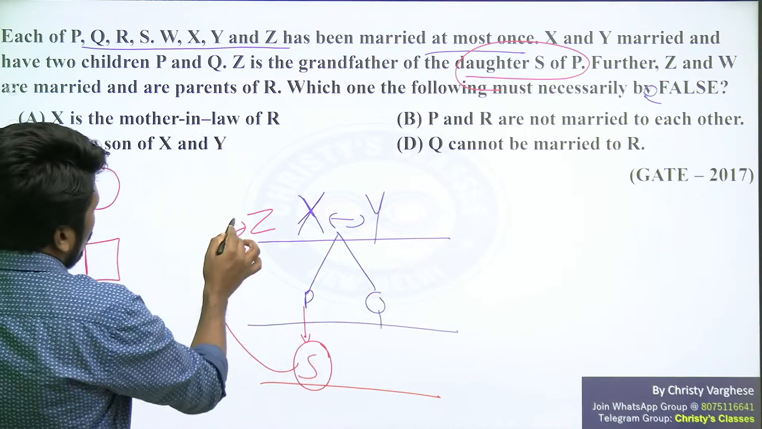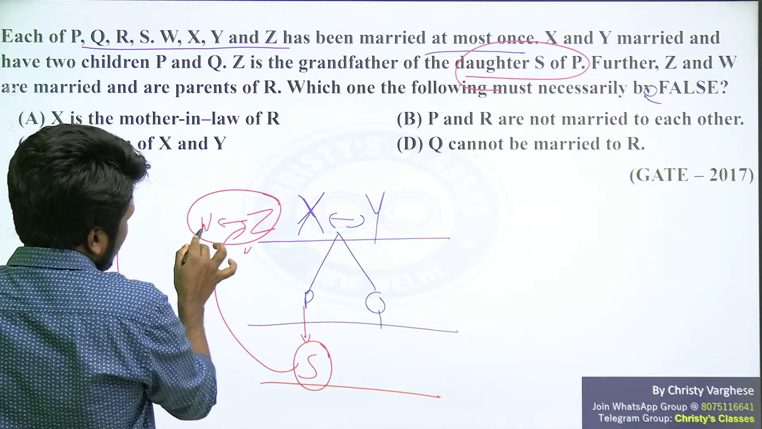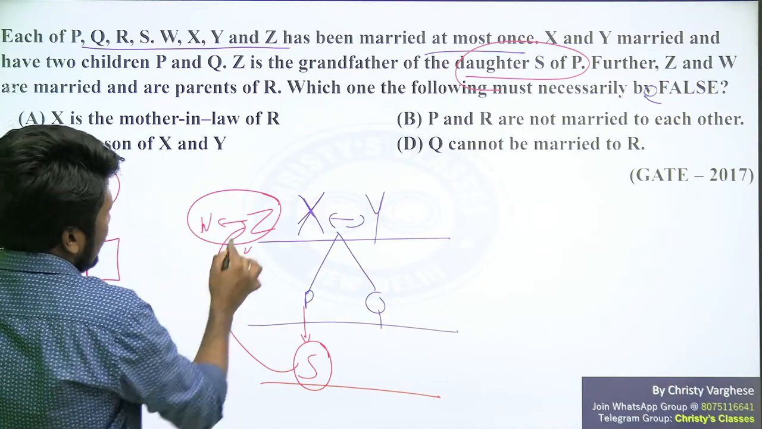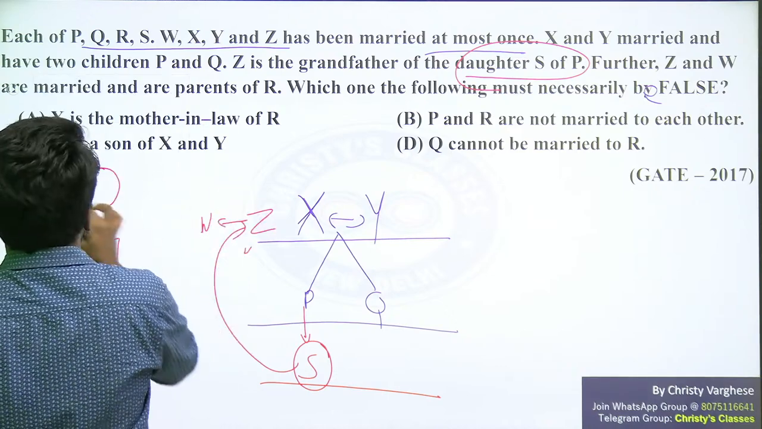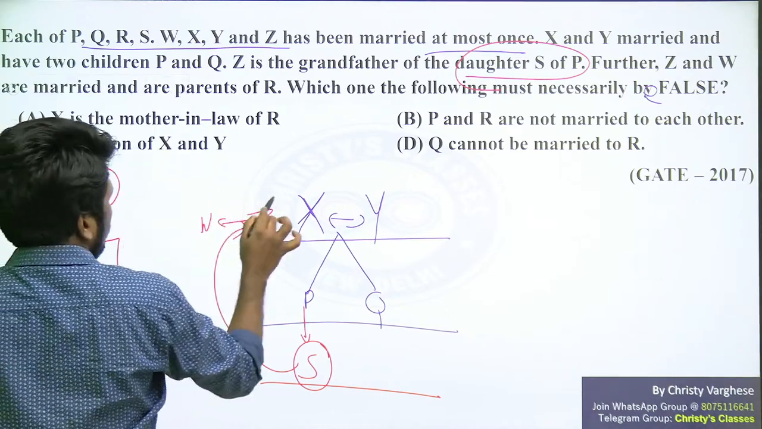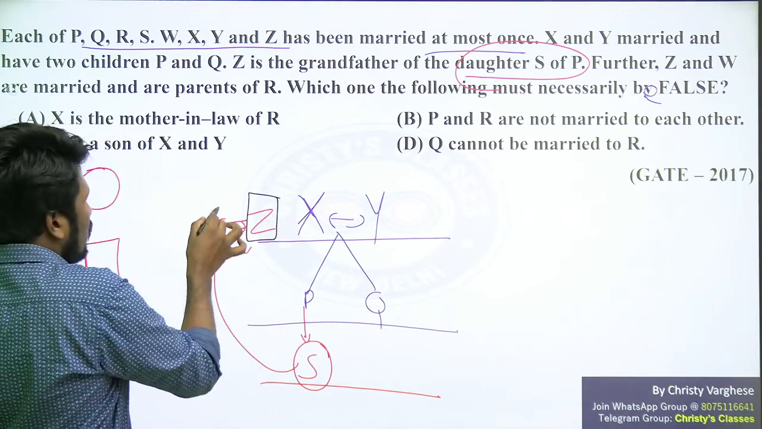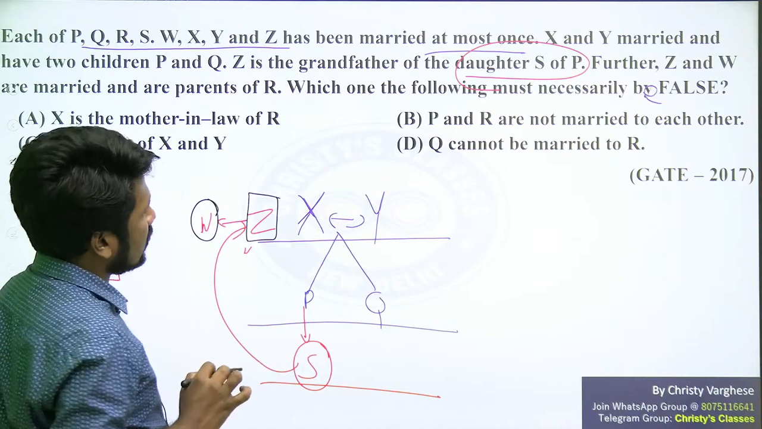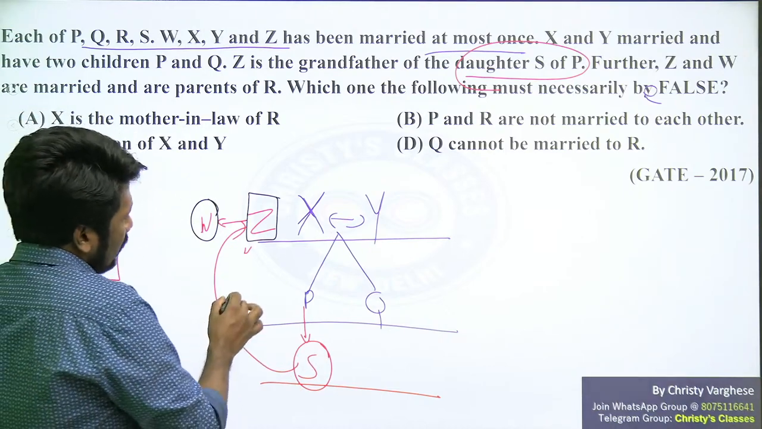Further, Z and W are married. Z and W are married means, Z is a male person, we already know. Z is a male person, we know. So that we can denote. Z is the male person as Z is the grandfather. So W will be the grandmother of S. Grandmother of S. And they are the parents of R.